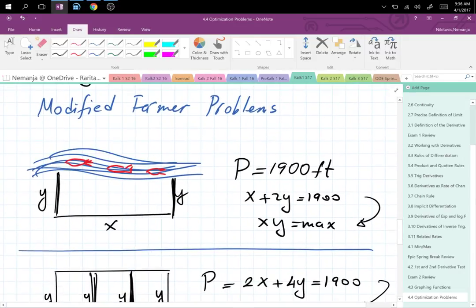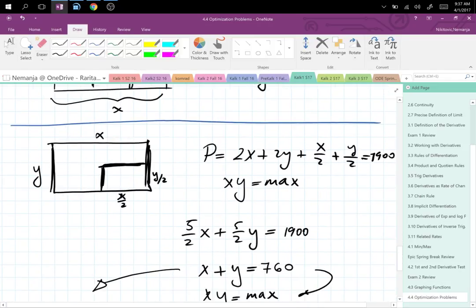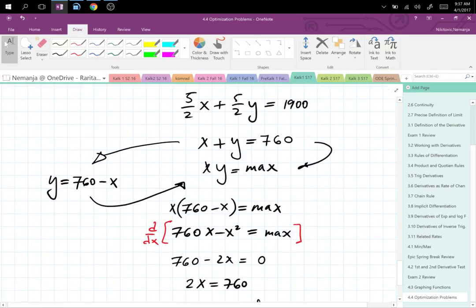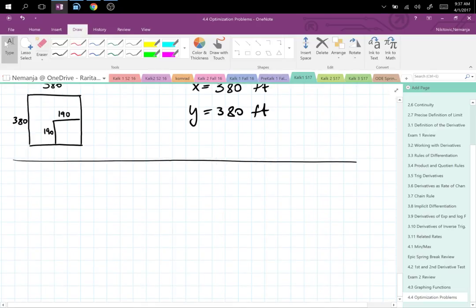Then there were modified farmer problems, where we have a river with perimeter 1900, let's say. Then we have the three bins, which would introduce 4 y's. Then we had this rectangle inside the rectangle, and so on. So now we can work with shapes other than rectangles, but we can also do some business applications. Let's take a look at a few of those so that we can have variety.